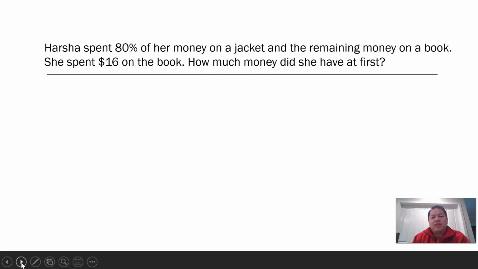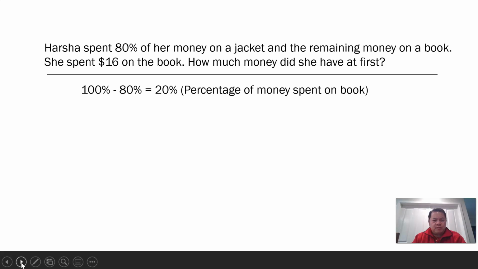So Harsha spent 80% of her money on a jacket and the remaining money on a book. She spent $16 on the book, and how much money did she have at first? This is quite an interesting question. So first, we've got to find out what percentage of the money she spent on the book. Straightforward, 100% minus 80%, so 20% of the money was spent on a book.